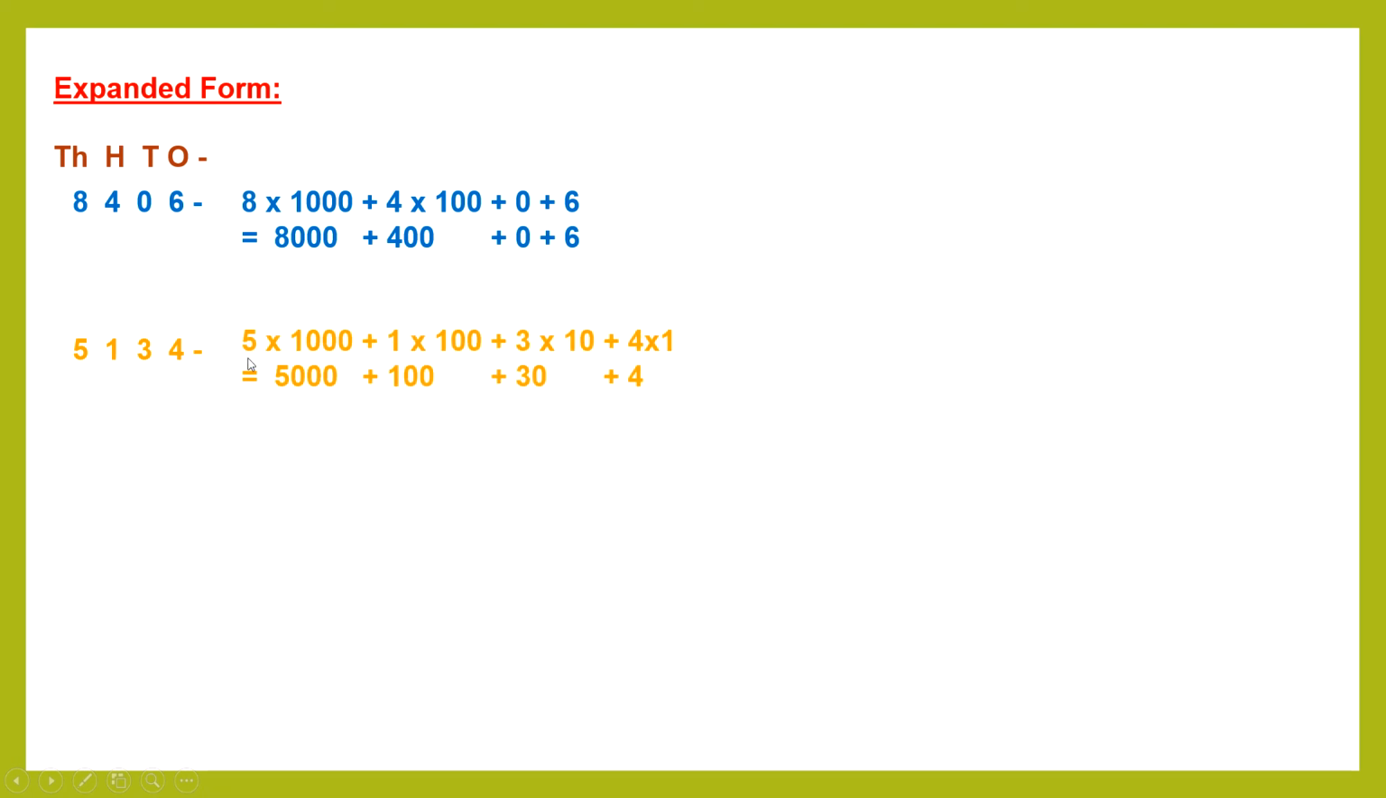5134, we are just writing its place values. So 5 multiplied by 1000, 5000. 1 is at hundreds place, so 1 into 100. Then 3 is at tens place, so 3 into 10. 4 is at ones place, so 4 into 1. Again, 2 is at thousands place, 0 doesn't hold anything, 1 is at tens place, 1 into 10, and 9 again at ones place. So that's 2000, 10, and 9. And we read this number as 2019.